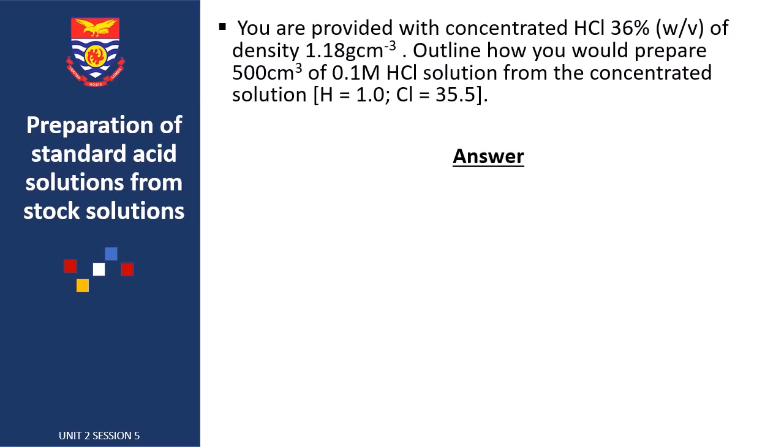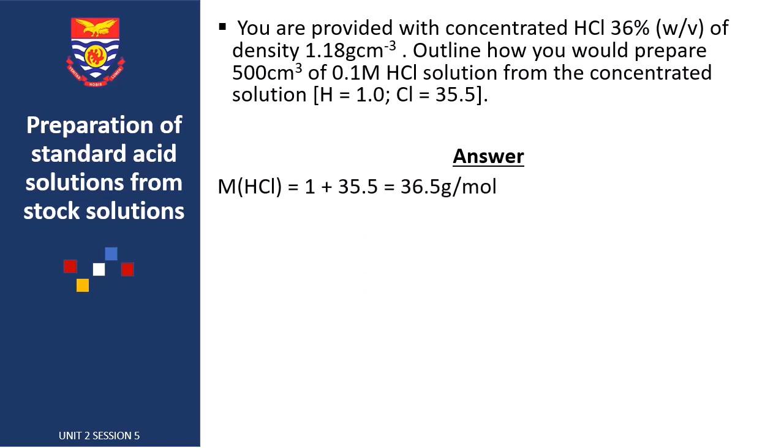Second example. This time around we have been given an assay, and the task is to outline how we would prepare 500 cubic centimeters of 0.1. In other words, prepare a solution that will have a volume of 500 cubic centimeters and its concentration will be 0.1 from the assay given. One thing that we have not been given is the concentration of the concentrated solution, or our initial concentration, but we have the assay, so we can do that.